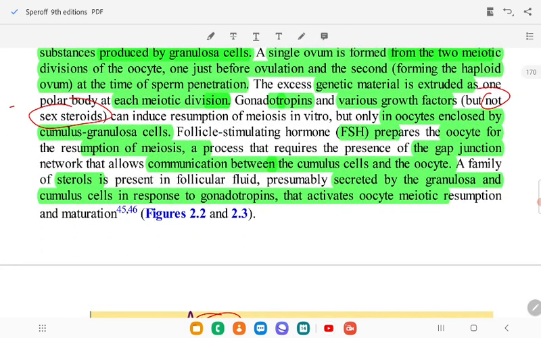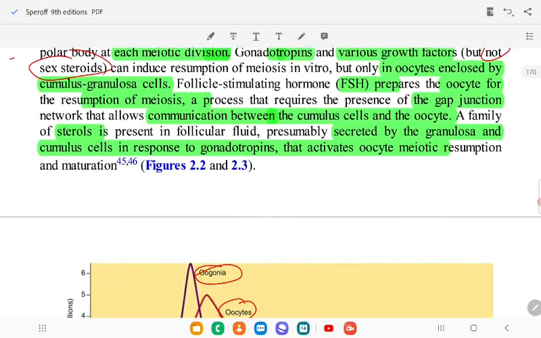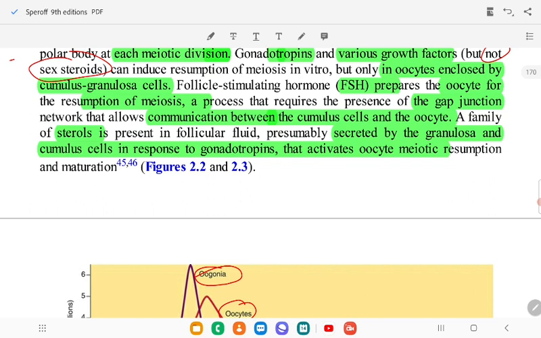Gonadotropin and growth factors induce resumption of meiosis in vitro, but only in oocytes enclosed by cumulus granulosa cells. FSH prepares the oocyte for resumption of meiosis. The gap junctions allow communication between the cumulus cells and the oocyte. A family of sterols is present in the follicular fluid, secreted by the granulosa and cumulus cells in response to gonadotropin. They activate the oocyte. The follicular fluid will activate oocyte meiotic resumption and maturation.